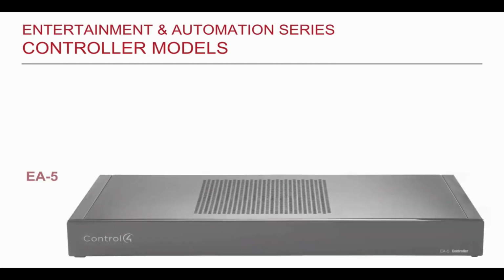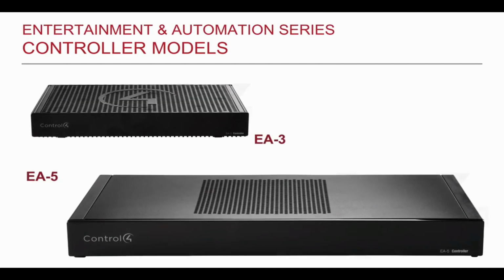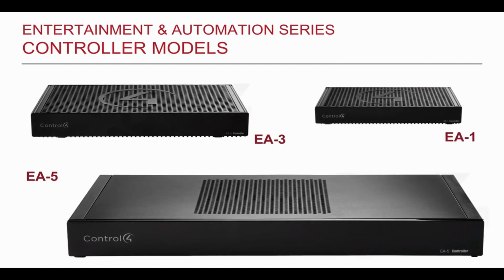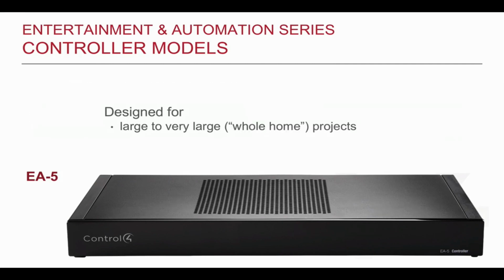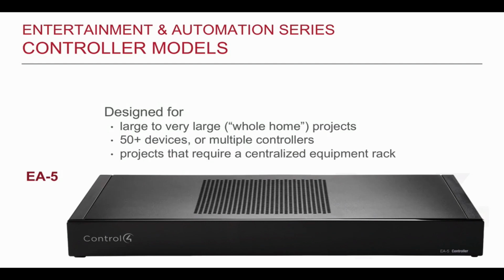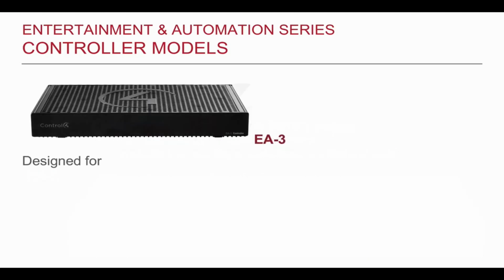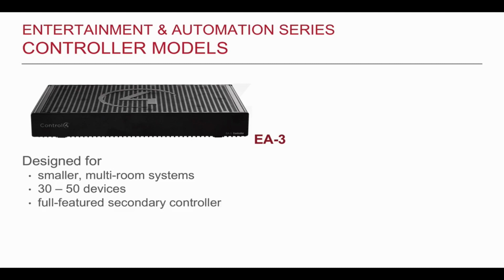The current generation of Control4 controllers is known as the Entertainment and Automation series. It has 3 models: the EA5, the EA3, and the EA1. The EA5 is designed for large to very large home projects with 50 or more devices or multiple secondary controllers. Any home that has a centralized equipment rack deserves an EA5. The EA3 is designed to run smaller, multi-room systems with fewer than 50 devices. It also works in larger projects as a full-featured secondary controller.